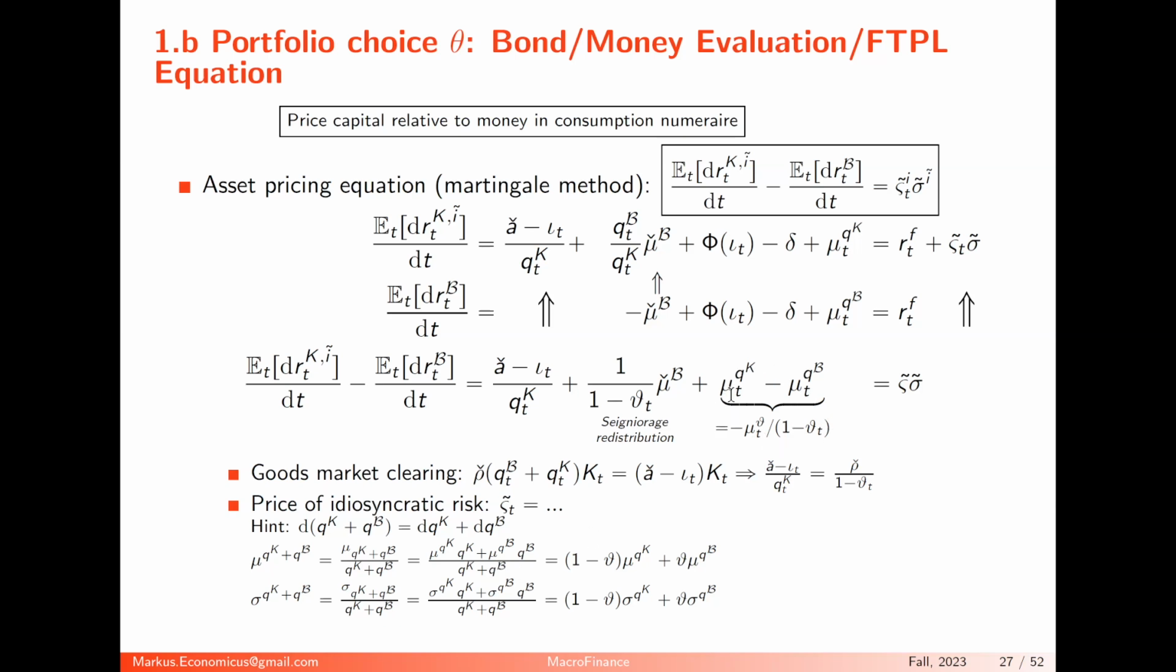I want to express everything in varTheta terms. So all of these things I want to get rid of. I don't want to deal with the capital price and the bond price. I want to just deal with the relative of this varTheta. And this I get automatically here. That's a seigniorage distribution. So that's my thing.